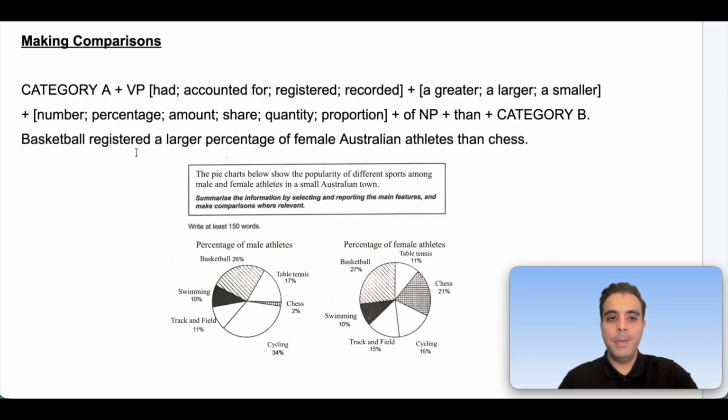What about the percentages? Again, I can add these parenthetically. I can say basketball, 27%, registered a larger percentage of Australian athletes than chess, and then I'll go with 21%.